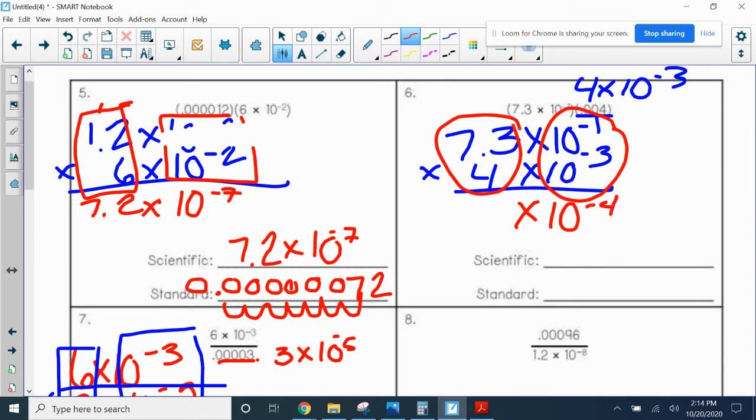And then I'm going to go ahead and multiply my decimals. So 4 times 3 is 12. 4 times 7 is 28. Plus the 1 I carried is 29. And I started off with 1 behind the decimal, so I need to end with 1 behind the decimal.